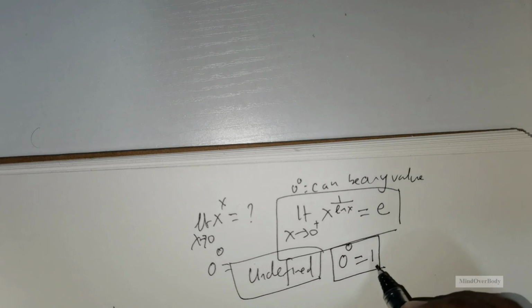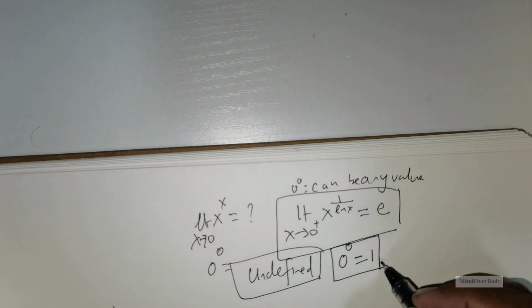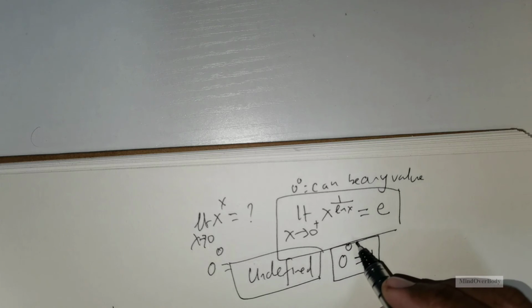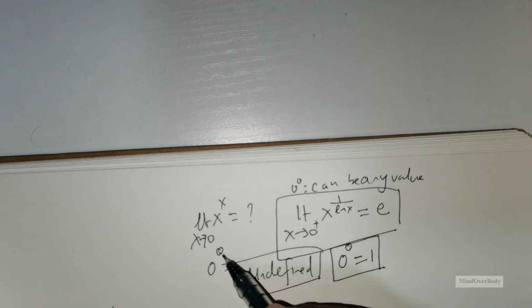Now, if we do not take this, the entire concept of the binomial theorem would fail. So have that in mind. The underlying point is, from the limits point of view, for 0 raised to the power 0, the best answer is undefined.